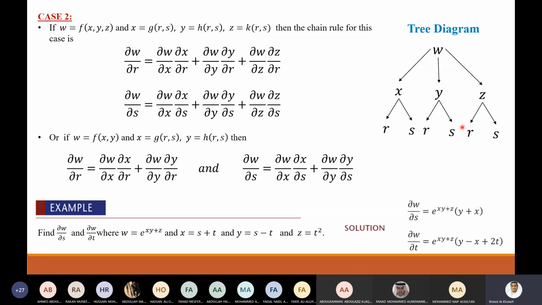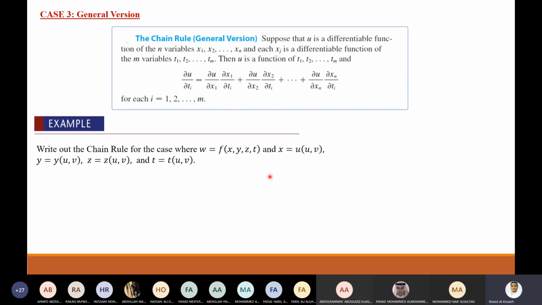if you go back to the tree, Shabab, if you have w with many variables in the middle, and each one depends on different variables. x depends, for example, on r, s, and t. y depends on a different number of variables, and z depends on a different number of variables. Then you can find the derivative of w with respect to any one of these variables of the last ones by following the paths. Okay, so let's illustrate with this one.